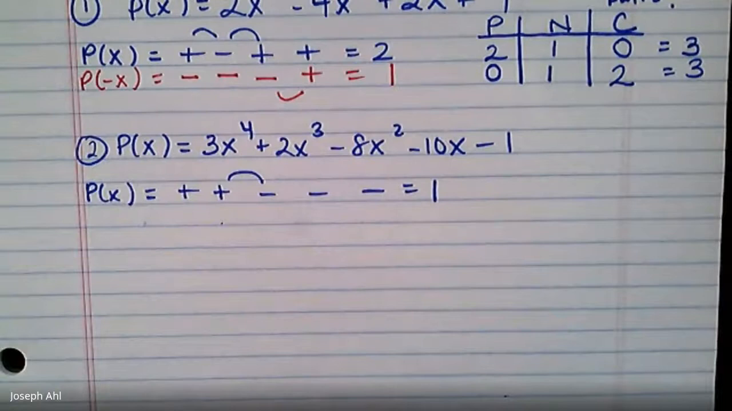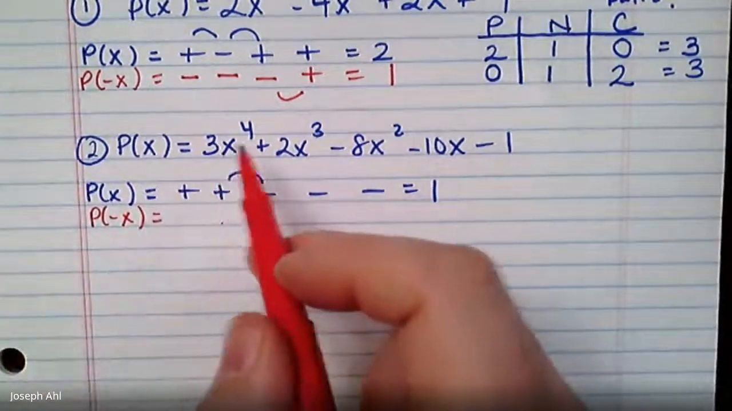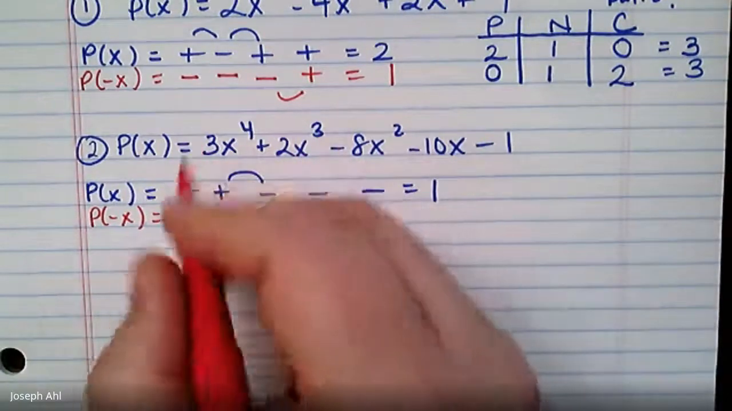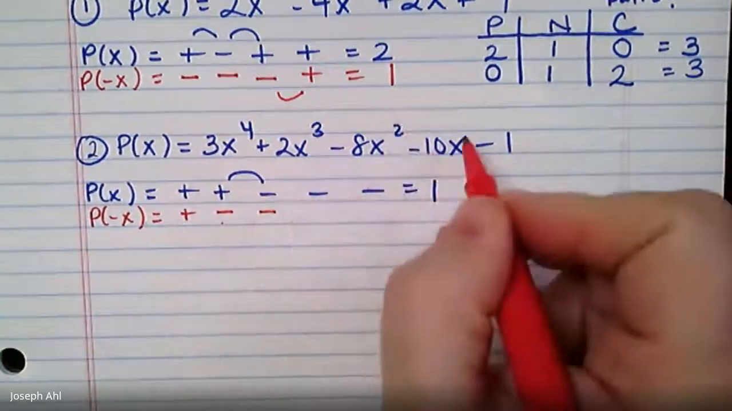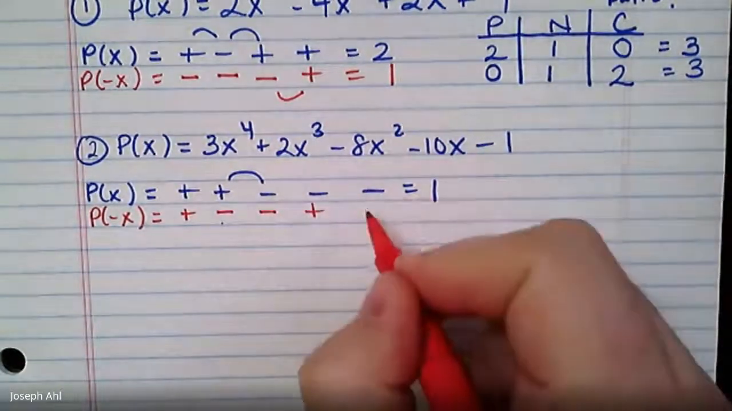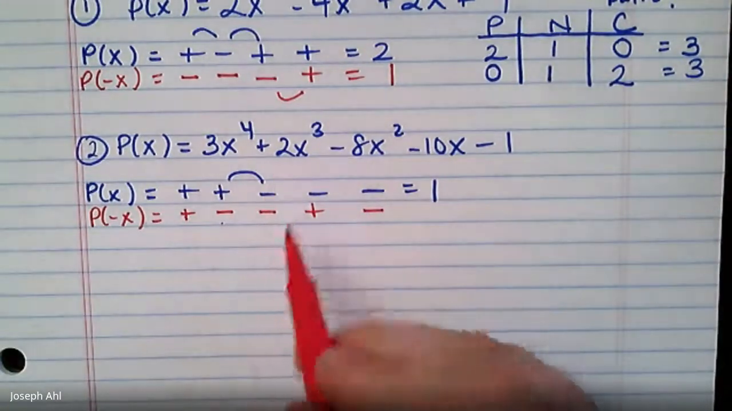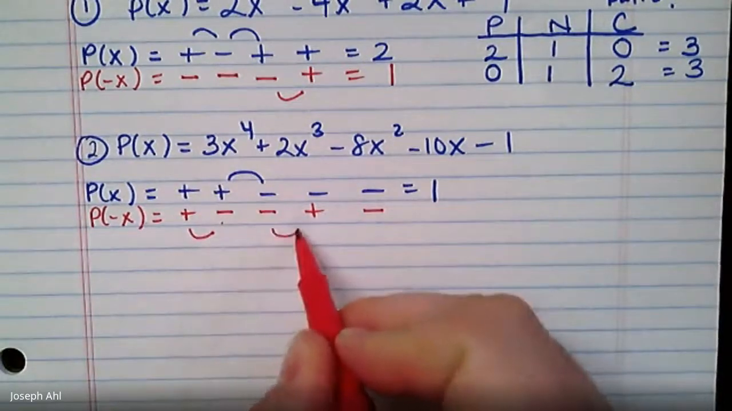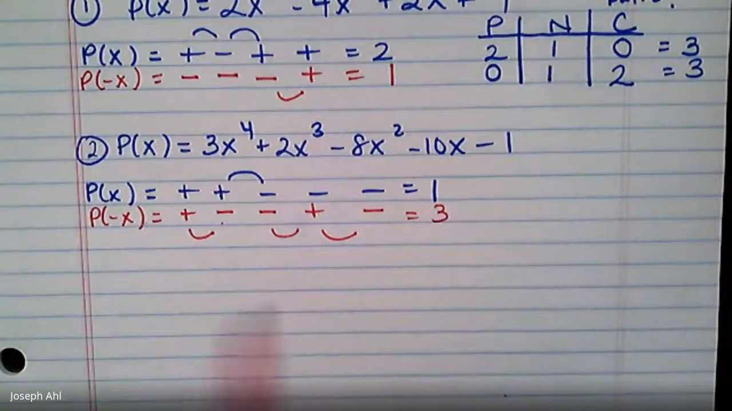When I move over to p of negative x, we know that for p of negative x, only the odd exponents are going to change signs. So x to the 4th stays, but x cubed changes to negative. X squared stays, x to the first changes. Constant always stays the same at the end. So make sure you do that. This stuff takes a little while to get used to, the p of negative x. But all in all, you should find that you have 3 sign changes there for p of negative x.